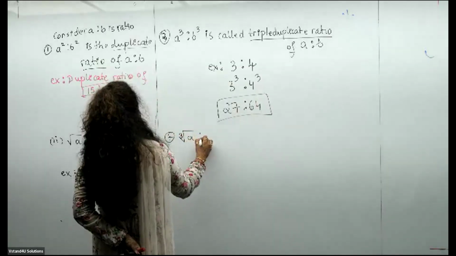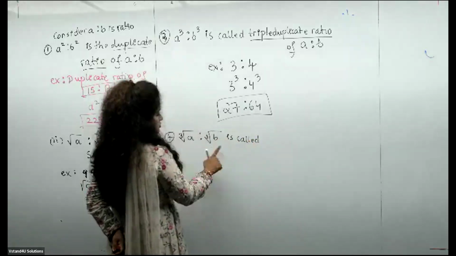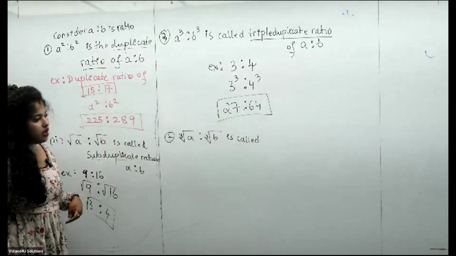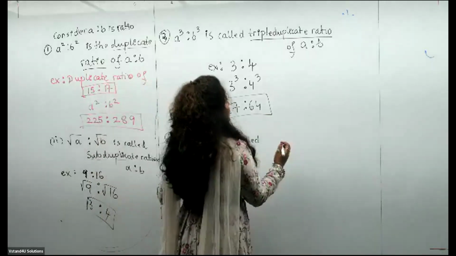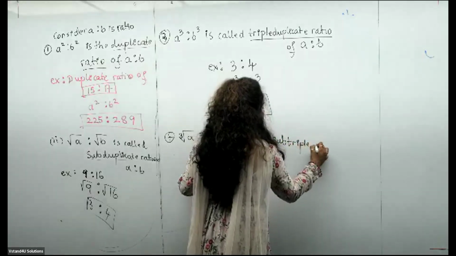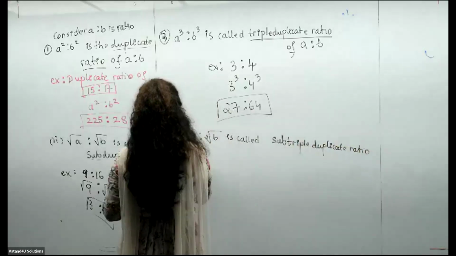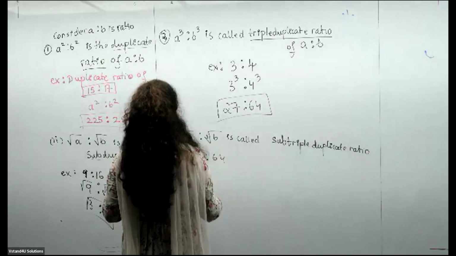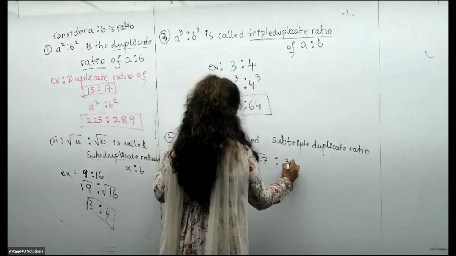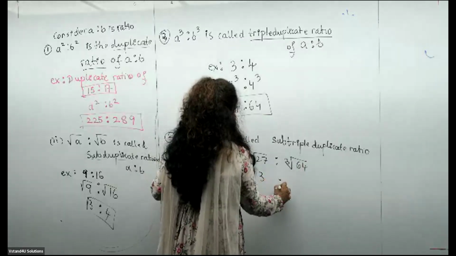Next one, you have something called as cube root of A is to cube root of B. Can you tell me what is this called as? If square root of A is to square root of B is called as sub-duplicate ratio, then this is called as sub-triple duplicate ratio. Yes or no? Now, can you tell me what is the cube root of 27 and 64? That is nothing but cube root of 27 is to cube root of 64. What is cube root of 27? 3:4. Clear?